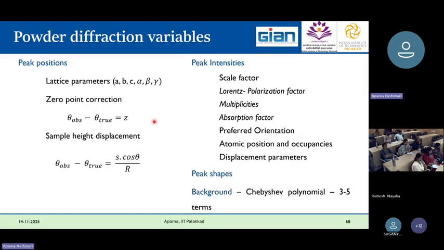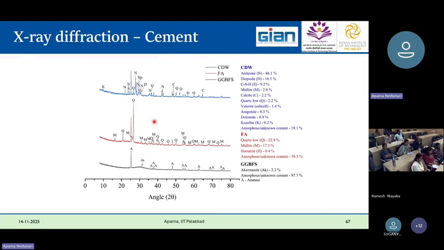What are these peak positions? What are they telling us? And on what parameters do these peak positions depend? When we see XRD, we bother about three to four different things. First is at what position we are having a peak. And what is the peak intensity? What is the peak shape and peak width? These three are most important. Apart from this, we'll also worry about what the background is.